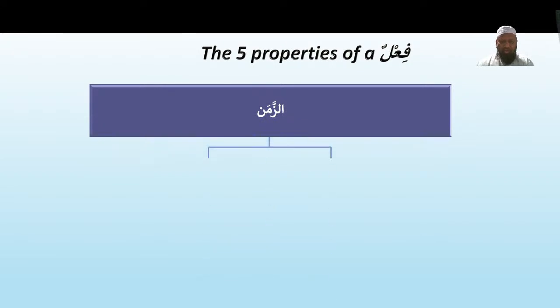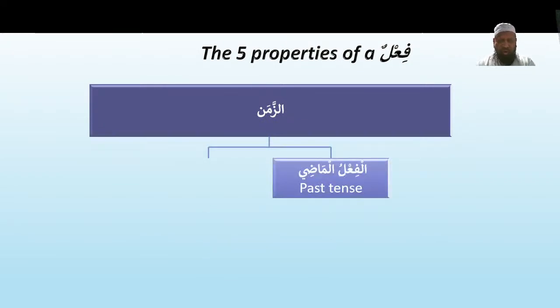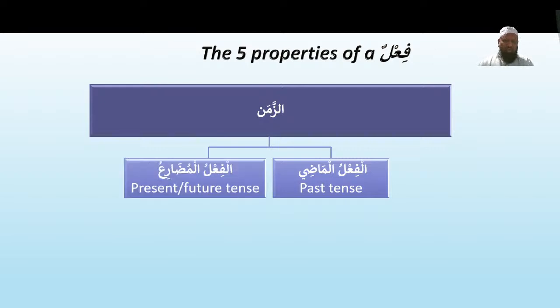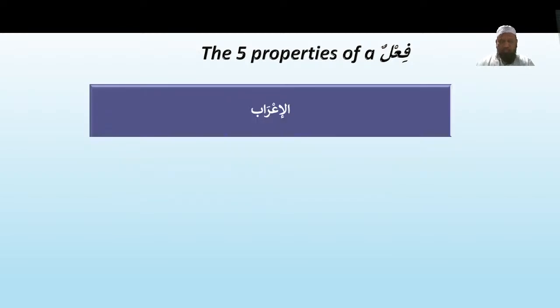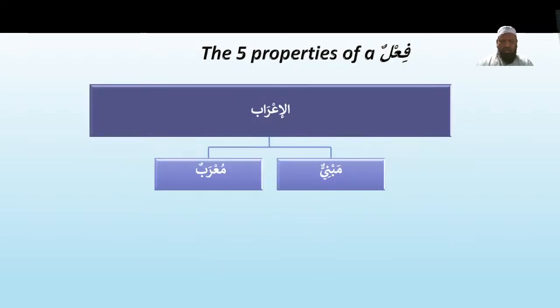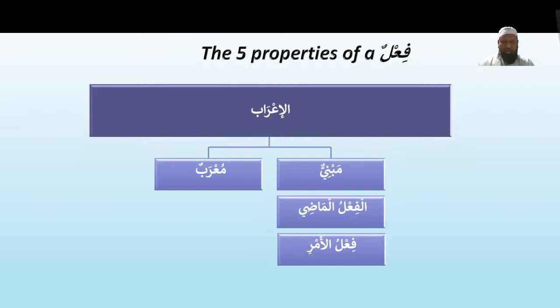We went through zaman, only 2, الفعل الماضي past tense, الفعل المضارع present and future tense. We also can add فعل الأمر here to give us only the future, the command verb. الإعراب, there's only 2 types of إعراب, مبني and معرب. So which فعلs are مبني? الفعل الماضي المبني, فعل الأمر is مبني. There's only one type of فعل which is معرب, and that is فعل المضارع.